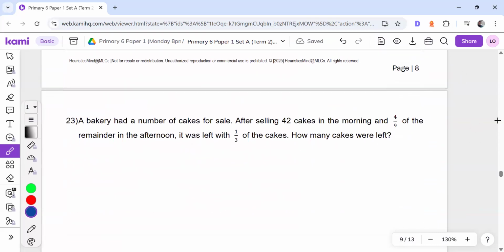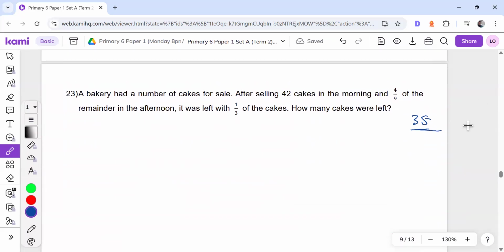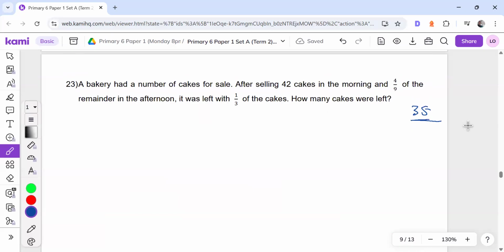Question 23. Okay, what's the answer for this one? The answer is 35. Anyone get this correct? Okay. Of course, it's a model. You have to draw a model because it's a fraction. So when you see fractions, what do you ask? What are they talking about? The 4 over 9, look at what's behind the 'of', the remainder.